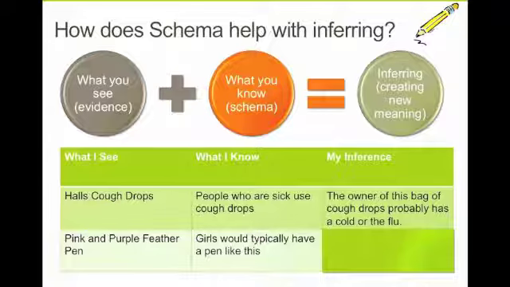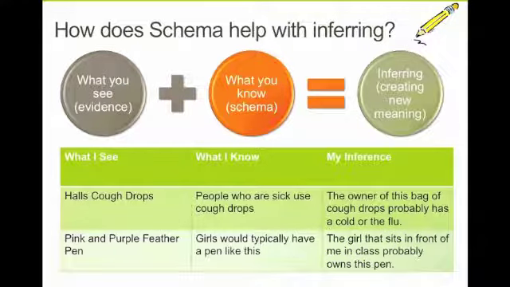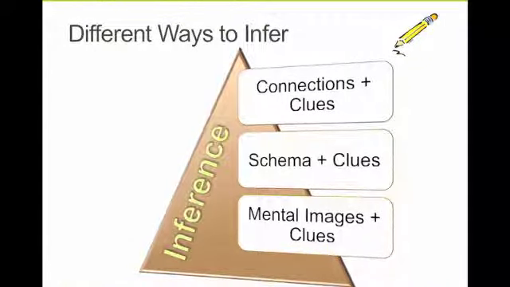So let's say you see a pink and purple feather pen lying on the desk. And you think, okay, a girl would typically have a pen like this. So then you try to infer and think, oh, the girl that sits in front of me in class probably owns that pen. That's hers. You're constantly inferring whether you believe it or know it or not, taking in everything that's around you. Your brain is accessing your schema, processing, figuring things out, and then helping you infer deeper meaning. So different ways to infer: make connections, pick up on clues, use schema, use mental images. There's lots of different ways to infer.